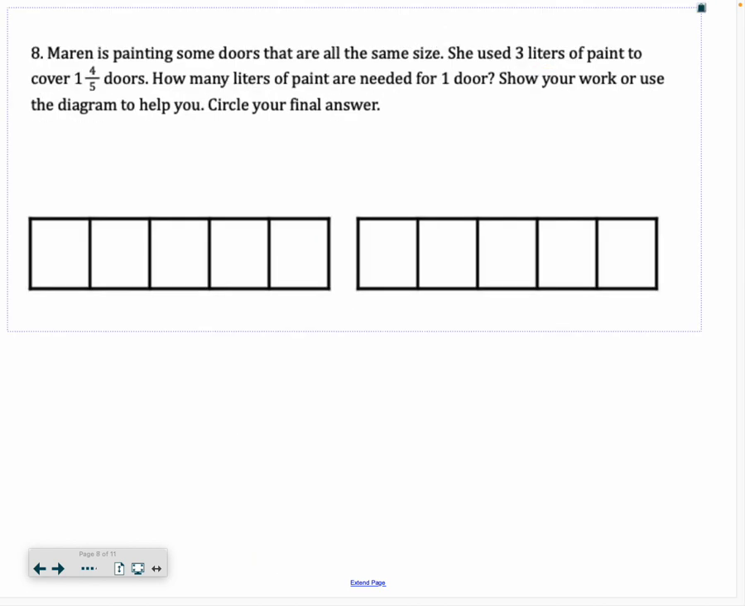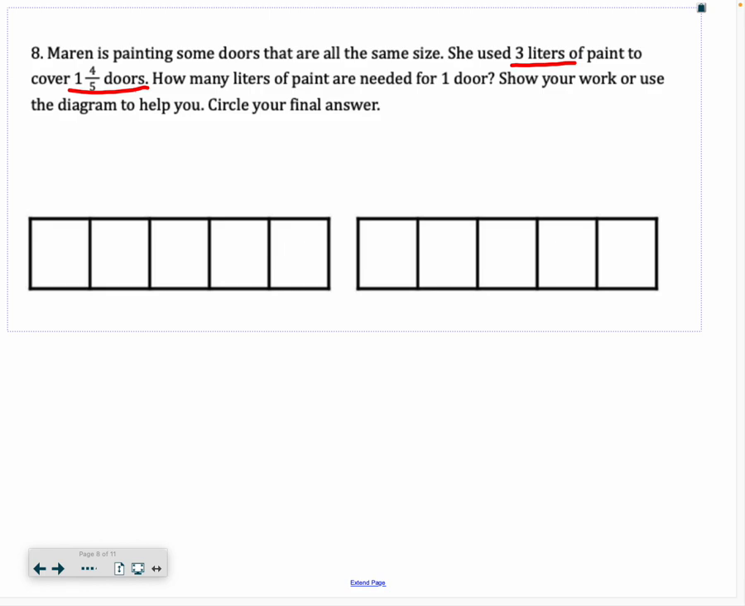All right, these two are probably the hardest word problems on the review. These are the ones that students struggle with the most. Maureen is painting some doors that are all the same size. She used 3 liters of paint to cover 1 4/5 doors. So almost 2 doors, 1 4/5 of a door. How many liters of paint are needed for 1 door?